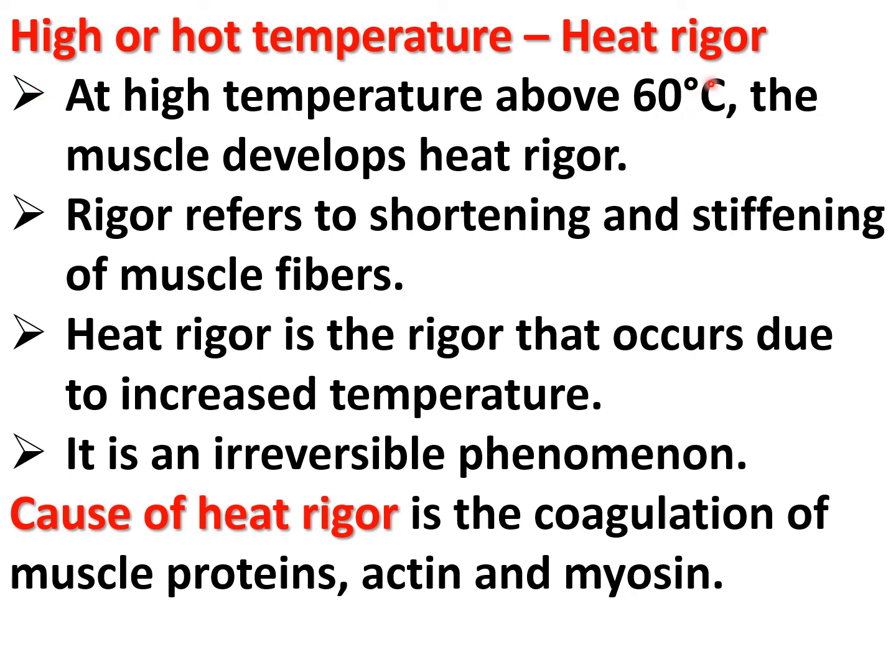Then what is the heat rigor? At high temperature above 60 degrees centigrade, the muscle develops a heat rigor. Rigor means shortening and stiffening of the muscle fibers. Heat rigor is the rigor that occurs due to increased temperature, and it is an irreversible phenomenon, and it is due to coagulation of the muscle proteins like actin and myosin.